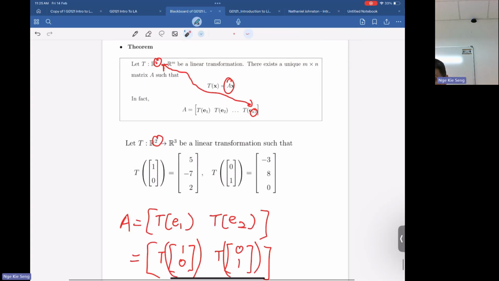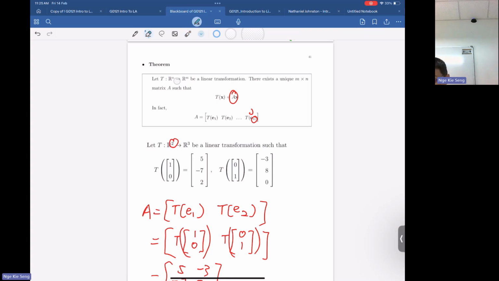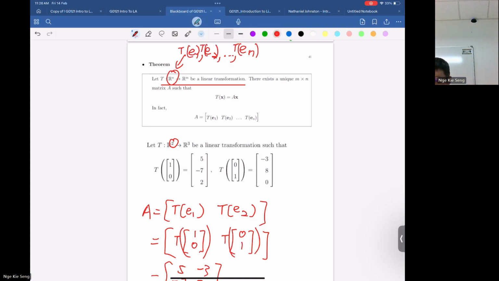So what's the main takeaway here? If I give you a linear transformation, you need to cook out all the standard basis vectors in your domain. In this case, you have n of them. Then apply T on each of them, and organize them into a matrix. Any question so far?